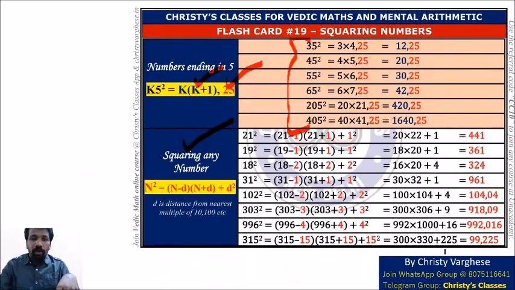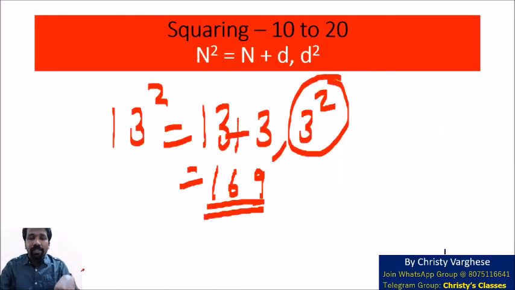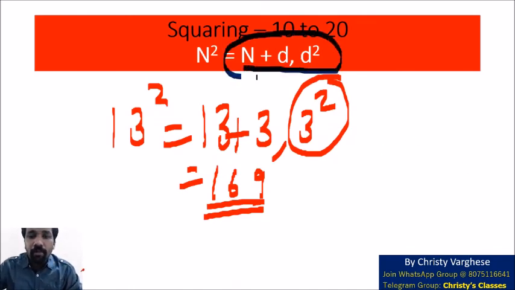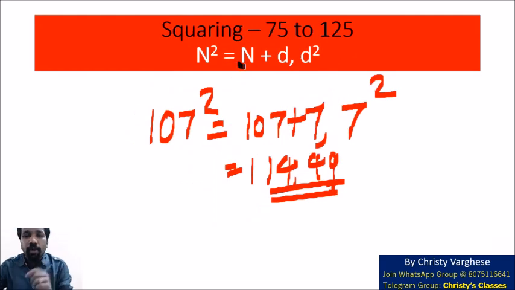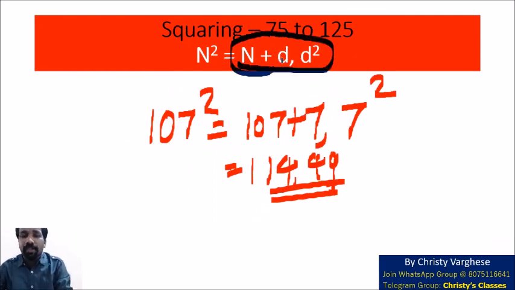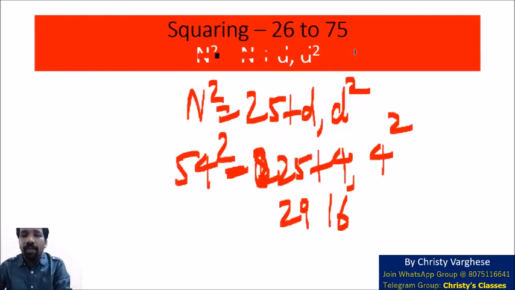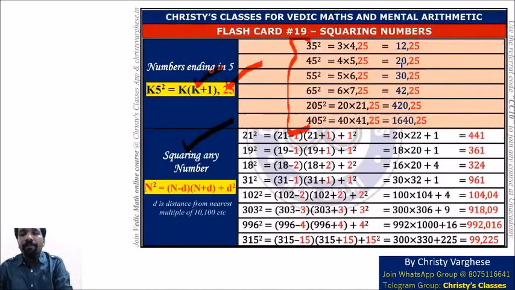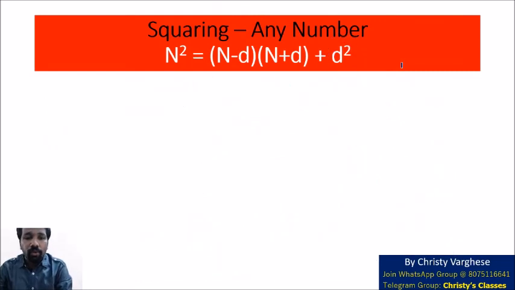What I have told you earlier means, last class we discussed squaring numbers near 10, the n plus d comma d square idea. Squaring numbers near 100, the n plus d comma d square idea itself is enough. Squaring numbers near 50, 25 plus d comma d square was the best idea. But when it is 200 or 300, what to do, that is what we are discussing now with this idea itself.